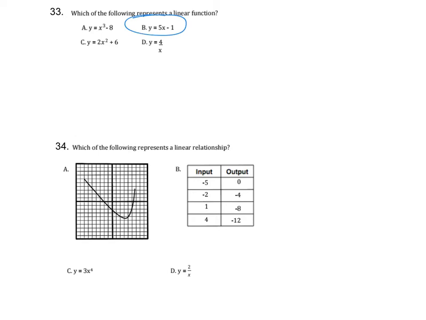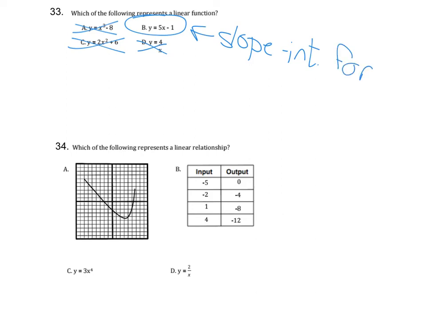Notice A has an exponent. Anything with an exponent, 3 or 2, whatever the exponent is, not going to be linear. Those are other special shapes. Notice D has x in the denominator. We've not seen that with a line. That is not a linear function. This right here is slope-intercept form, so it is the equation of a line.